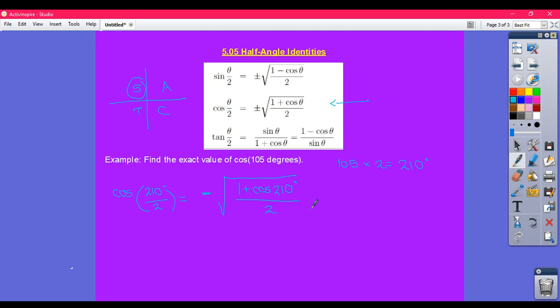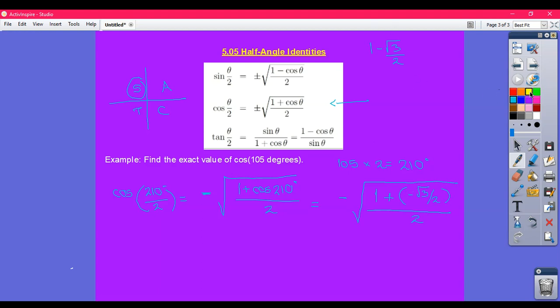So I'm going to apply the unit circle and figure out 1 plus cosine of 210 degrees would give me negative square root of 3 over 2, all over 2. So take your algebra, and just solve for the numerator first. I'm going to take a sidebar up here, 1 minus square root of 3 over 2, because 1 plus negative just means 1 minus.